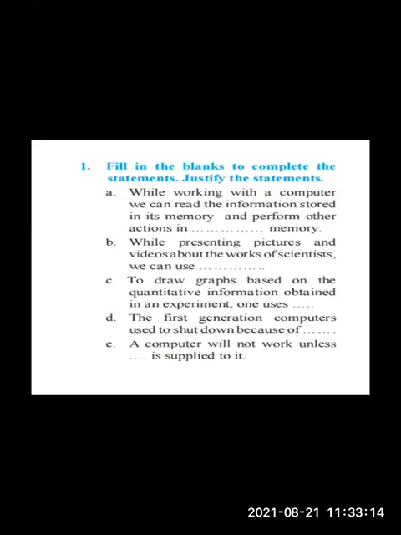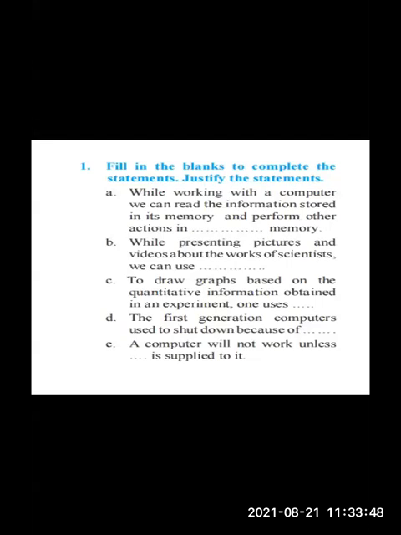The answer is: while working with a computer, we can read the information stored in its memory and perform other actions in dash memory. So you can write the answer as internal or primary memory. The reason is because for the CPU, the central processing unit, to process the program, instructions and data, these must be loaded into the computer's internal memory. In this way, you have to justify your statement. Justify the statement means what? You have to give the reason.